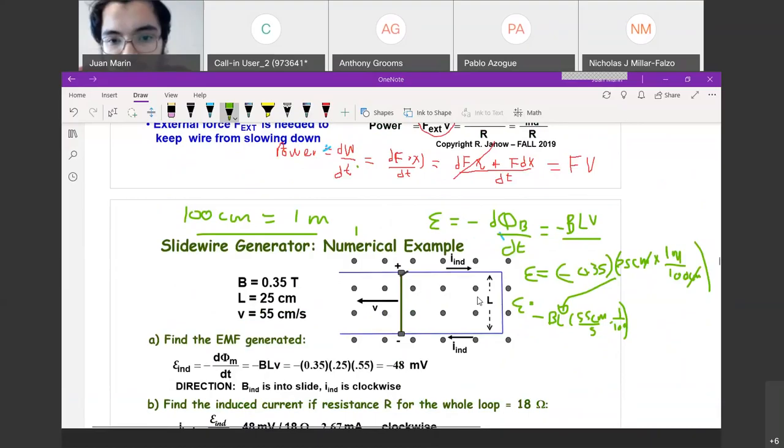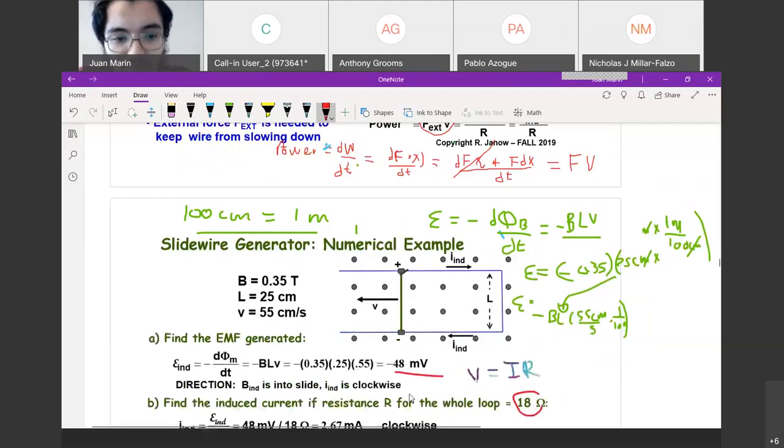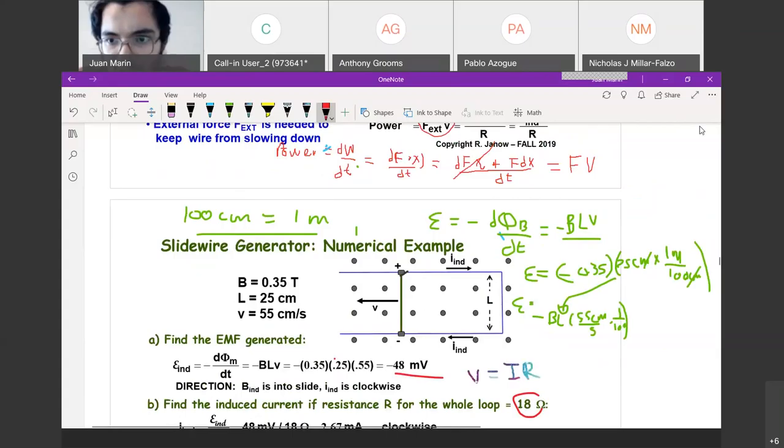For Faraday, the question is to find the current, right? If there is 18 ohms, it's very simple. You do Ohm's law, right? Ohm's law is basically V equals IR. So all you have to solve for is I. You already know the EMF, which is minus 48 millivolts, and you know the resistance, so solve for I, and then you get 6 amps.